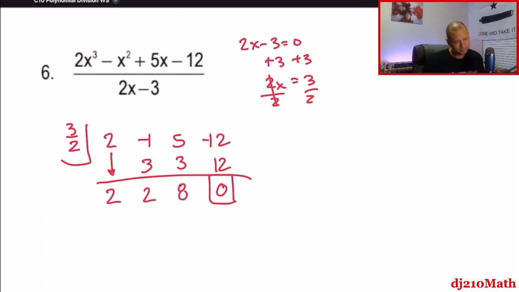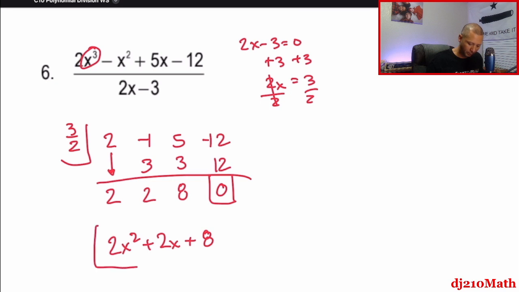Remainder 0. So you can see how this is way better than a long division, for sure, when it comes to efficiency. X cubed, so we decrease it by 1. So 2x squared plus 2x plus 8. No remainder, so we're good.